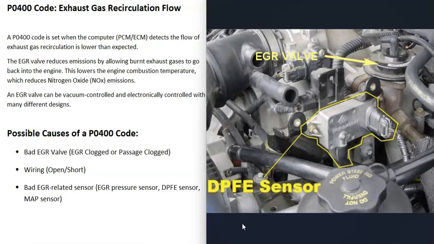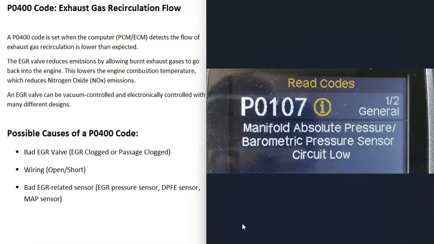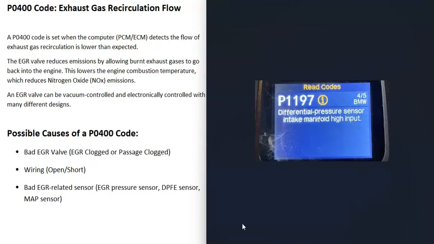If one of these sensors does go bad, usually you're going to get another code. So for example, if you got a P0107, manifold absolute pressure, barometric pressure sensor circuit low, then it's a good idea to go check out that MAP sensor and be sure it's working correctly. Another example would be a P1197 code, differential pressure sensor, intake manifold, high input. If you got this code, then it's a good idea to go check out that DPFE sensor and be sure it's working correctly. So if you are getting other codes, be sure to pay attention to that, because the last thing on the list is going to be a bad sensor.